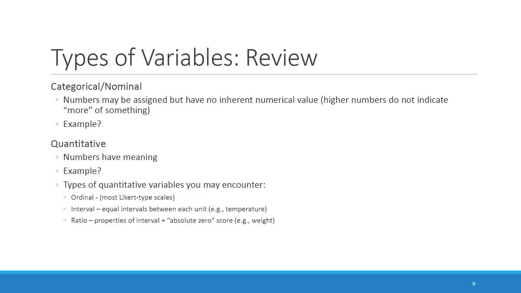A quantitative variable is when numbers have meaning. For example, on a Likert type scale, 1 might be strongly disagree, 2 might be disagree, 3 might be neither agree nor disagree, 4 might be agree, and 5 might be strongly agree. The numbers in that case do have meaning. Higher numbers mean that you more strongly agree with that variable. The types of quantitative variables that you might encounter include ordinal or interval and ratio. And again, those are all gone over in detail in your measurement slides.